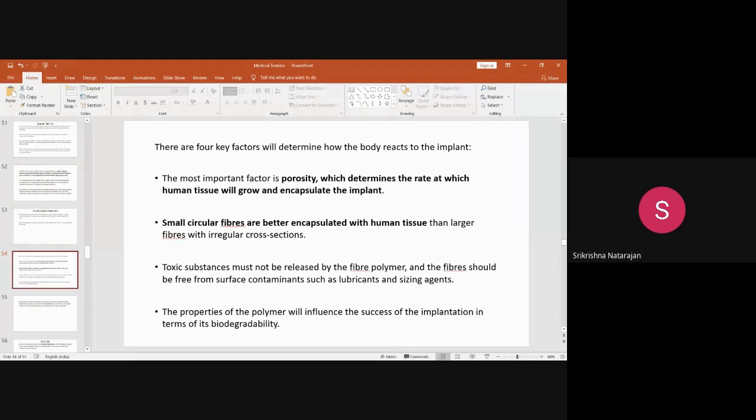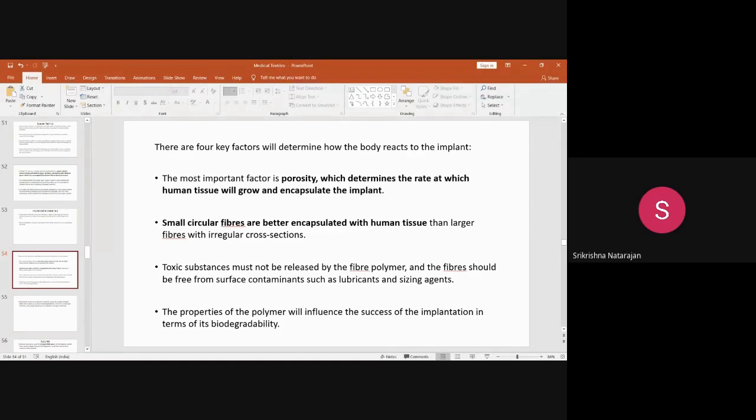So this is important. And next, whatever textile material you are using as fibers for growing the tissues, the size of the fiber should be small and circular in shape. Small circular fibers are better encapsulated with the tissue than larger fibers with an irregular cross section. So small fibers are better encapsulated. That is the thing.